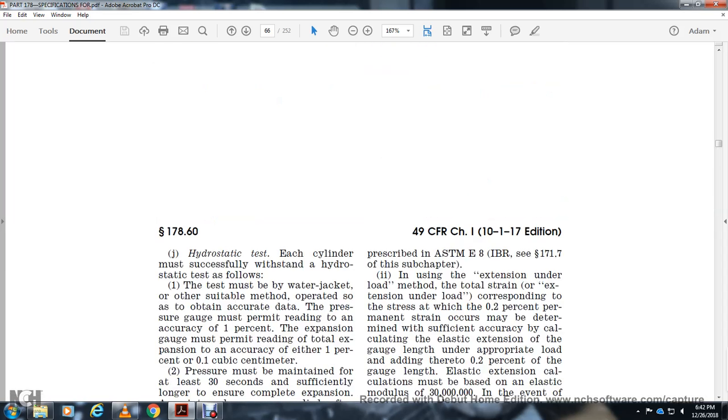Hydrostatic test: each of the cylinders must successfully withstand the hydrostatic test as follows. The test must be by the water jacket or a suitable method, operated to obtain the accurate depth of the pressure. The gauge must be permanent. Reading accuracy of 1%. The expansion must be permanent.